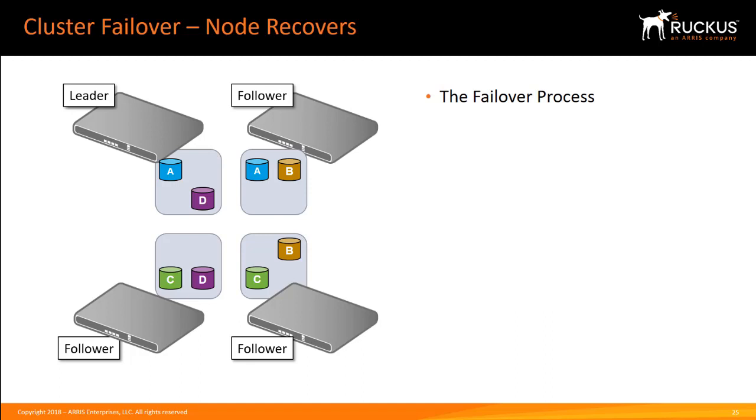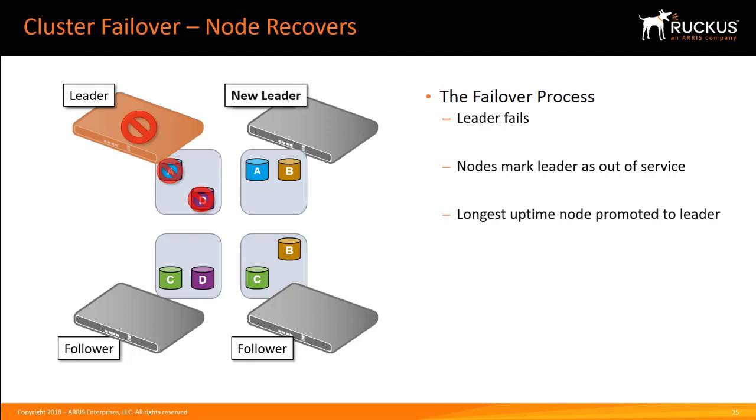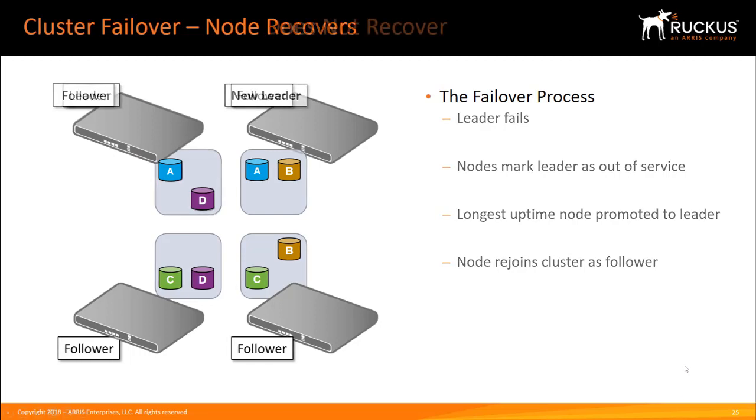But what happens if the leader node fails? If the cluster leader connection fails, the other nodes will notice and mark the leader as out of service. The remaining node with the longest uptime will be promoted to the leader, and once connectivity is restored, the node rejoins as a follower. This behavior is normal and depends on the network infrastructure and connectivity between nodes. Because cluster leadership is dynamic, the only way to verify which device is currently the leader is to log in and look at the cluster status.